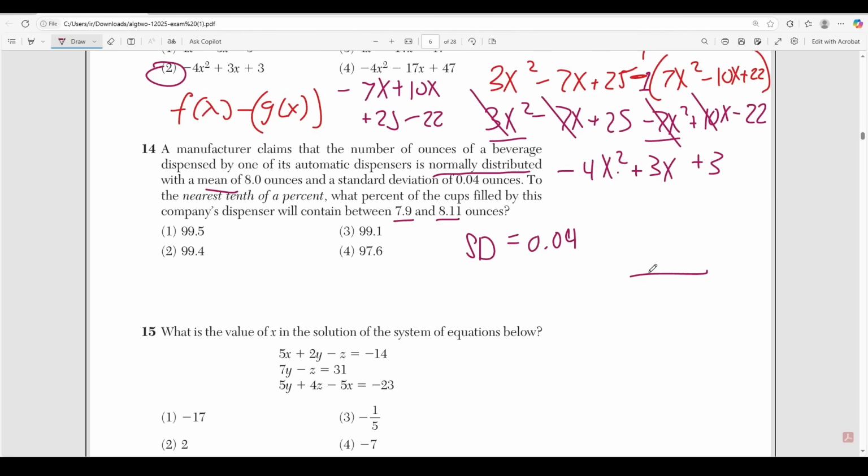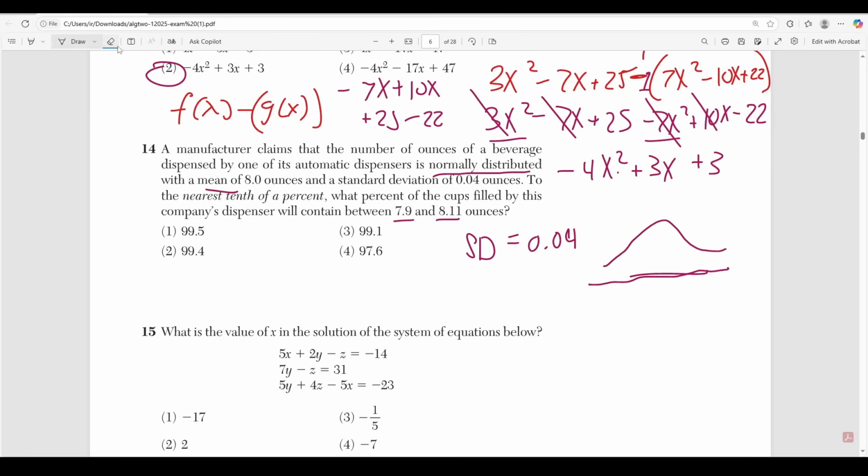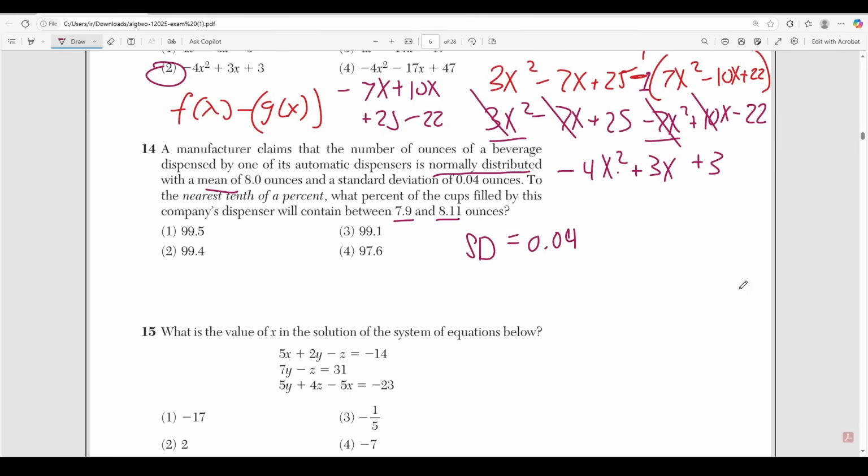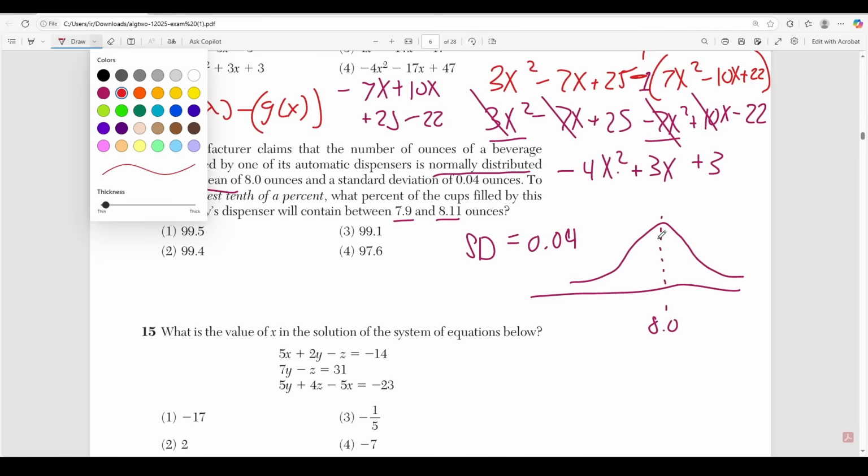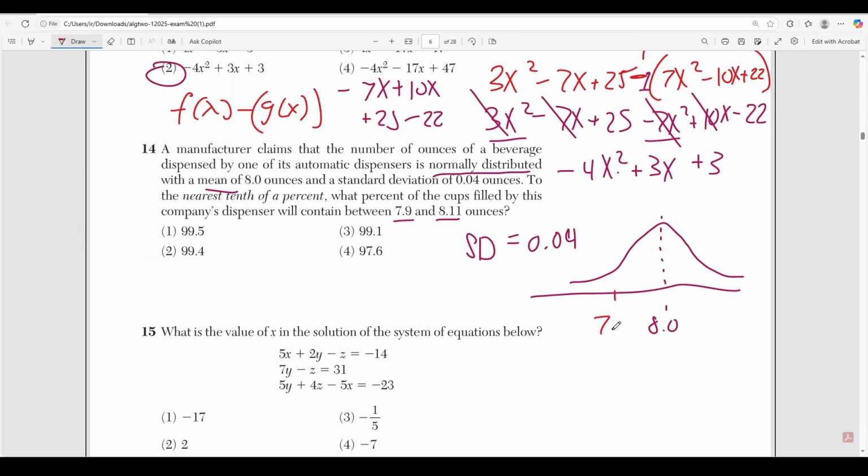So if something is normally distributed, the probability can be found underneath this curve right here. This curve is going to be centered around the mean. So in this case, it's centered around my mean, which is 8.0 ounces, and the standard deviation is 0.04. What I'm trying to find here is how many samples are going to be between 7.9, which is around here, and 8.11 ounces in weight. So in other words, what is the probability that if I look at this curve, I'm going to find something that's between these two values?